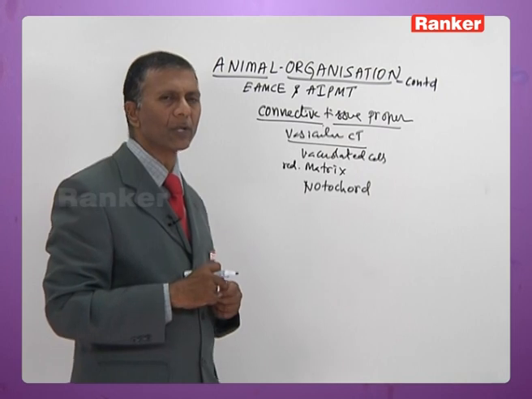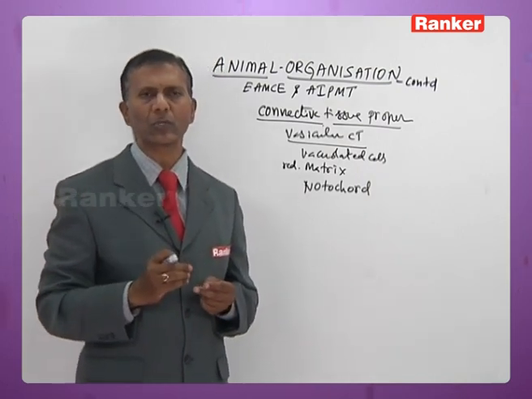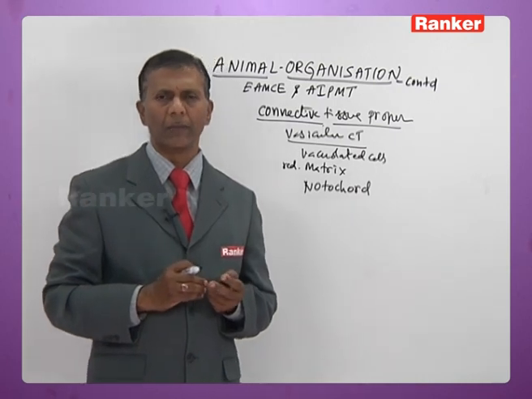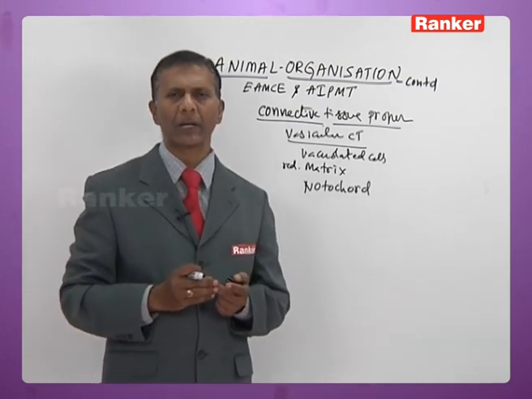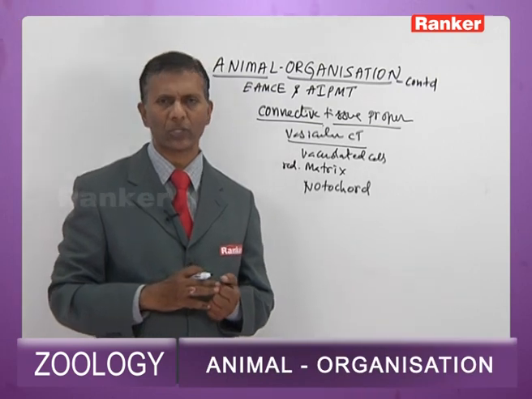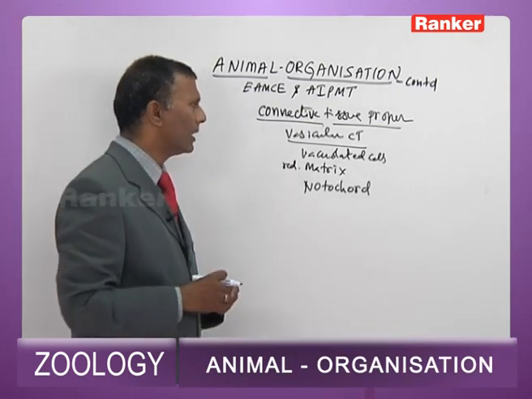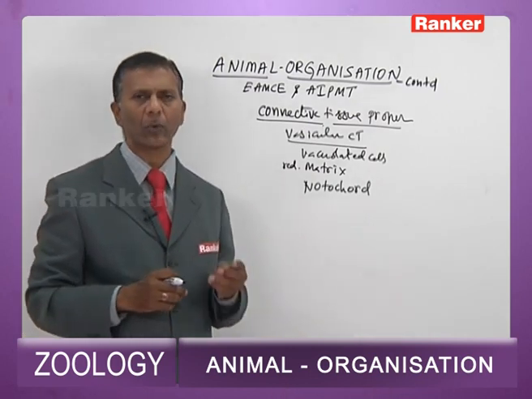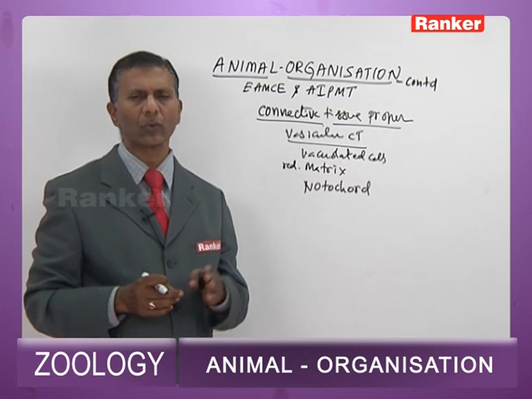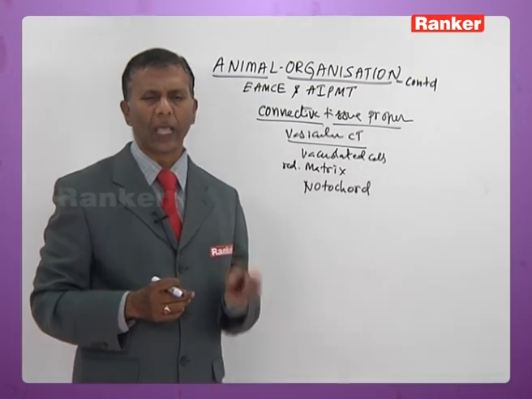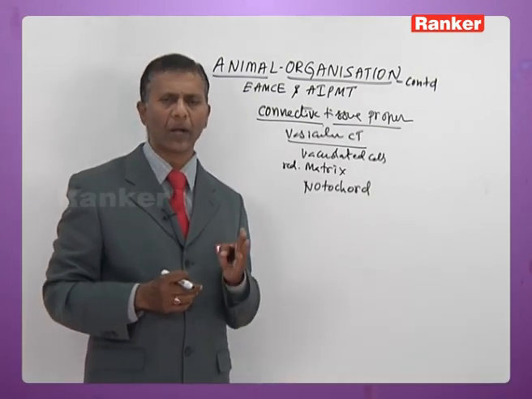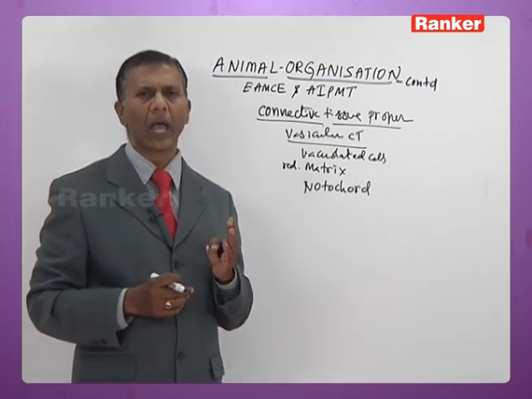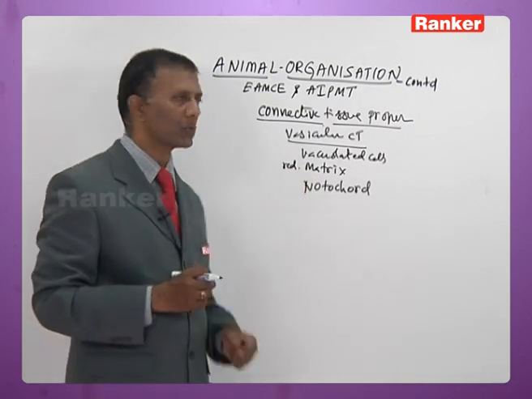So all these are types of loose connective tissues. Under loose connective tissue, we have learnt about number 1 areolar tissue, number 2 vesicular tissue, number 3 reticular tissue, number 4 adipose tissue. So all of them come under loose connective tissue. That is, the mature connective tissue is divided into loose connective tissue and dense connective tissue. Loose connective tissue is divided into areolar tissue, mucous connective tissue, adipose connective tissue, reticular connective tissue, and vesicular connective tissue.